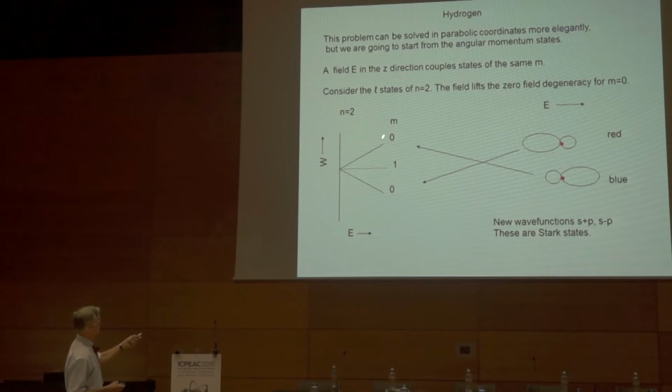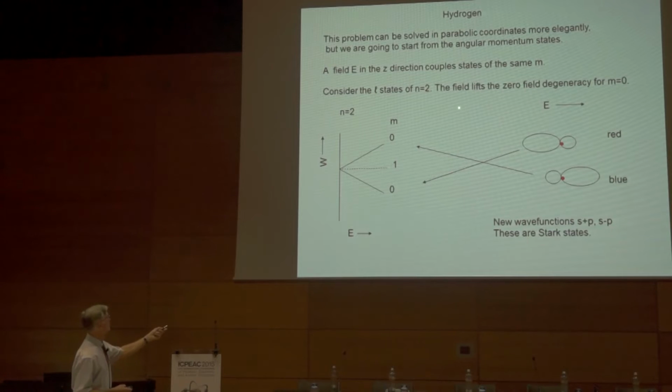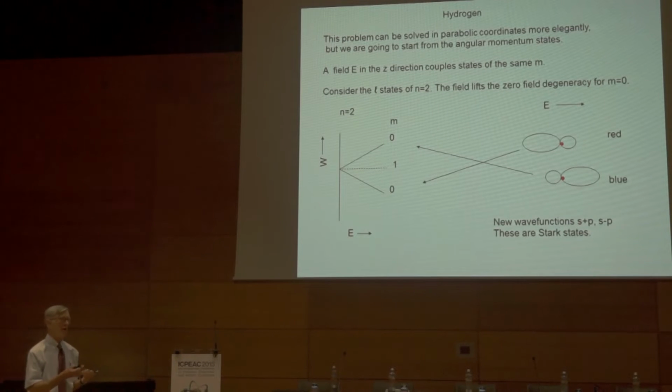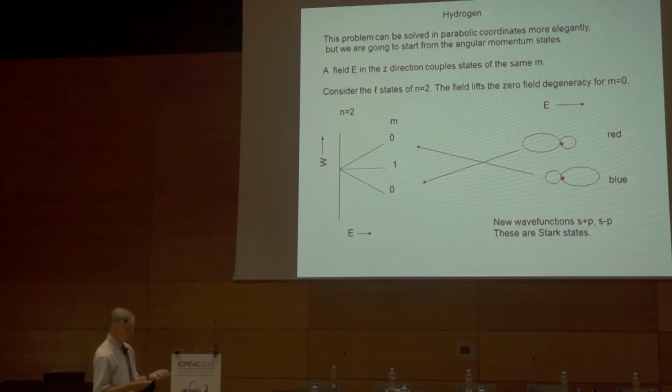In fact, the way the levels look in an electric field for n equal 2 in hydrogen is like this. The m equal plus or minus 1 levels don't move. The m equal 0 levels split. What happens is that the field lifts the zero field degeneracy of the s and the p state, and it produces 2 states. It produces a red state, in which the electron is on one side of the atom, and a blue state, which is on the other side. These 2 wave functions correspond to one which is s plus p, and one which is s minus p. So the wave functions add on one side of the atom and subtract on the other side.